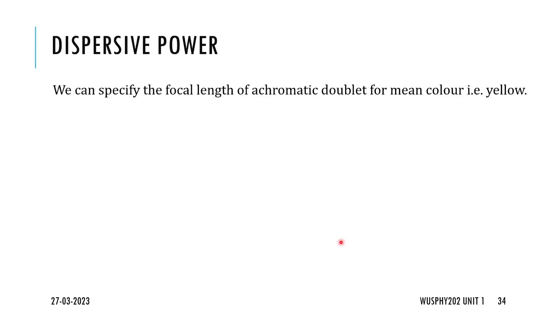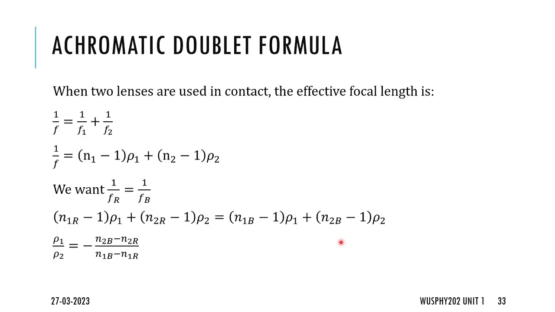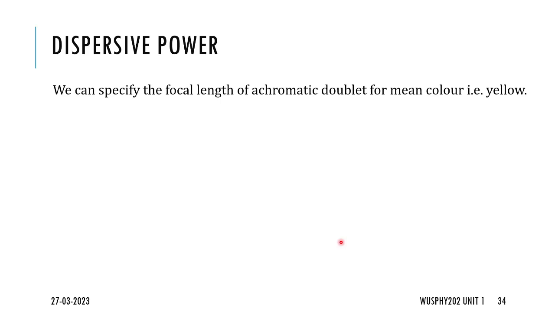Now we specify, so we have to come to this. We can specify the focal length of the achromatic doublet for a mean color. What is the mean color between red and blue? Say green or yellow. Typically people decide it for yellow.